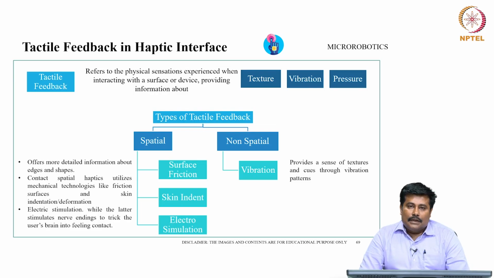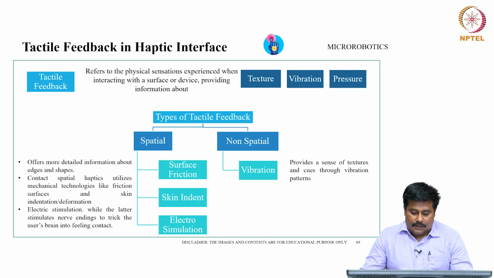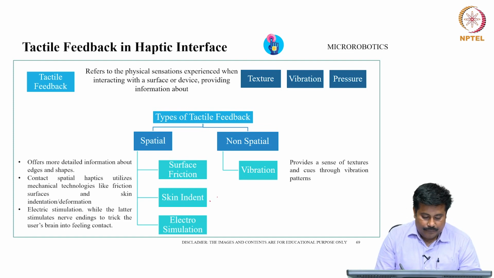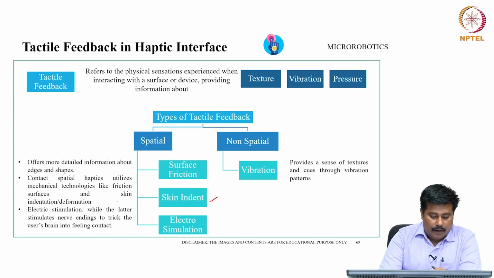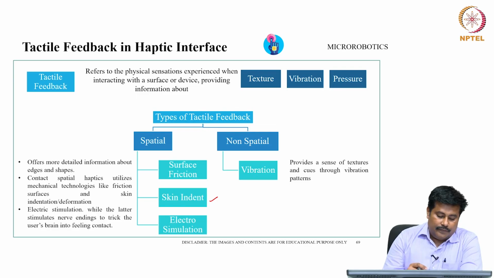As far as these types of tactile feedback are concerned, we have the spatial type tactile feedback and the non-spatial type tactile feedback. In the case of the spatial type, we have the surface friction, the skin indentation and the electrostimulation. In these cases, it offers more detailed information about the edges and the shapes, and contact spatial haptic utilizes mechanical technologies like friction, surfaces and skin indentation deformation.